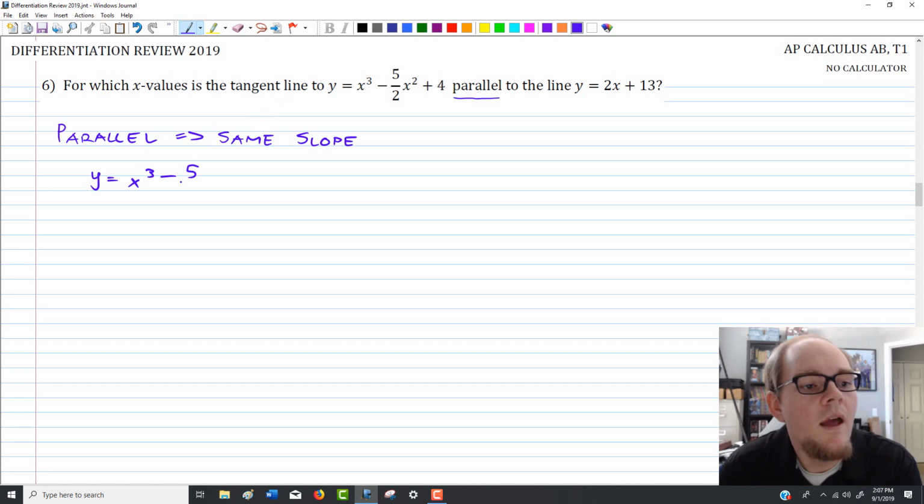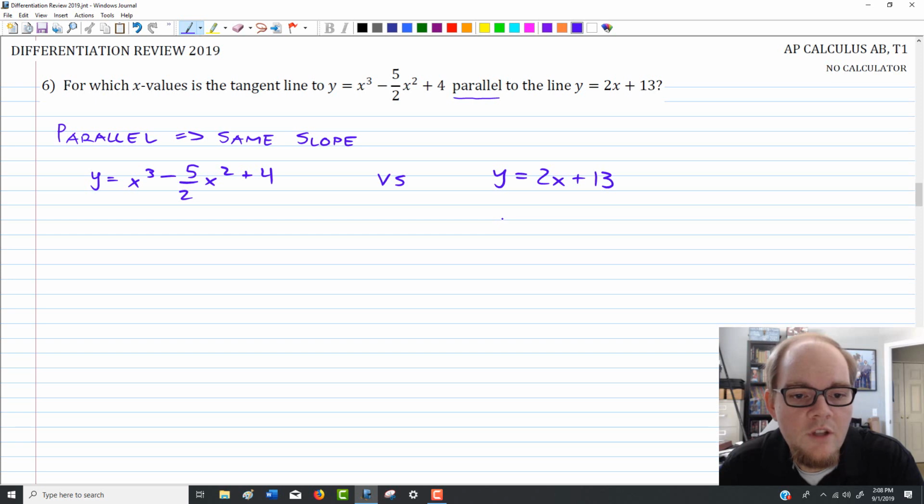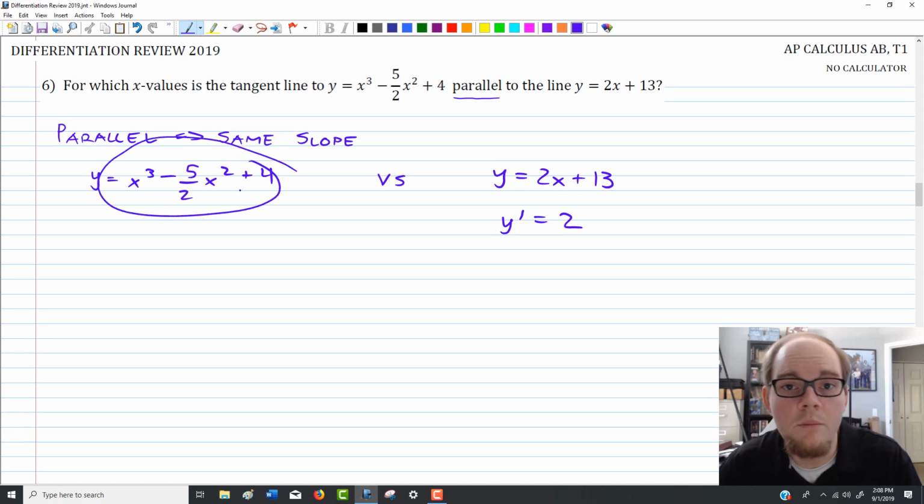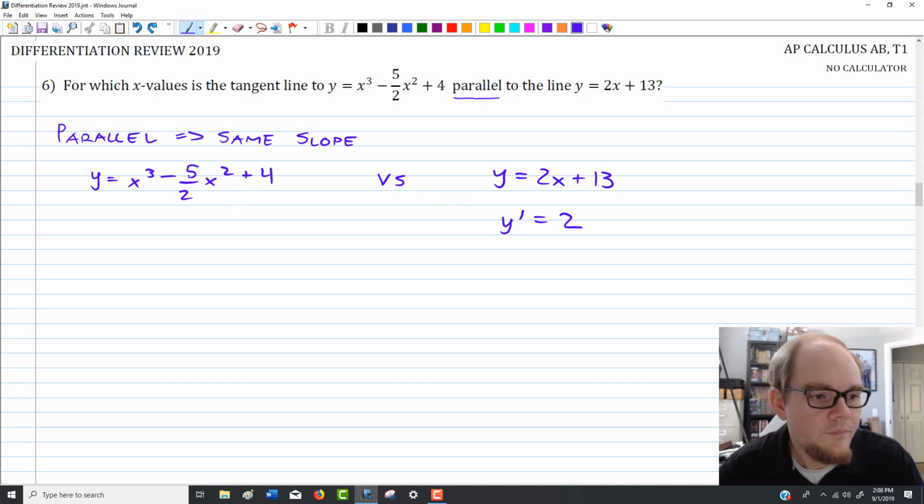Okay. x cubed minus 5/2 x squared plus 4. So that's one relationship we have to deal with. And the other one is the tangent line 2x plus 13, or just a line. So first thing I'll note is that y prime is equal to 2 for that line. So what we're really looking to figure out is when does that function have slope 2? Because it's at that spot that it'll be parallel to that other line, since that other line has slope 2 everywhere. So in our case, it would be helpful to start by figuring out what the derivative is.